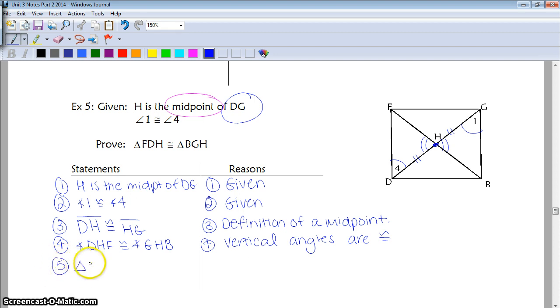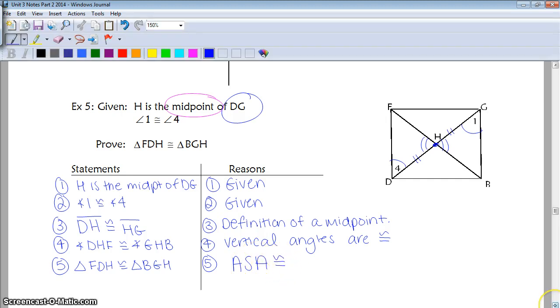Now we have 3 pieces of information for each triangle. We should be able to go right to our proof, copy down what's up there. Triangle FDH is congruent to triangle BGH. What's the reason? Look at the picture. What do you see? I see 2 angles and a side. The side is in between the 2 angles. So your reason they're congruent is angle, side, angle.